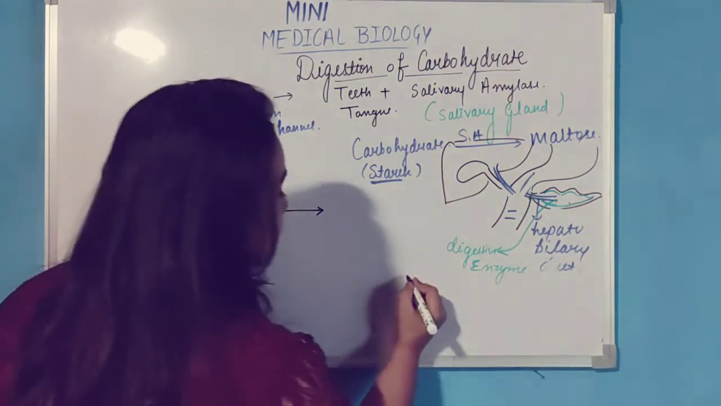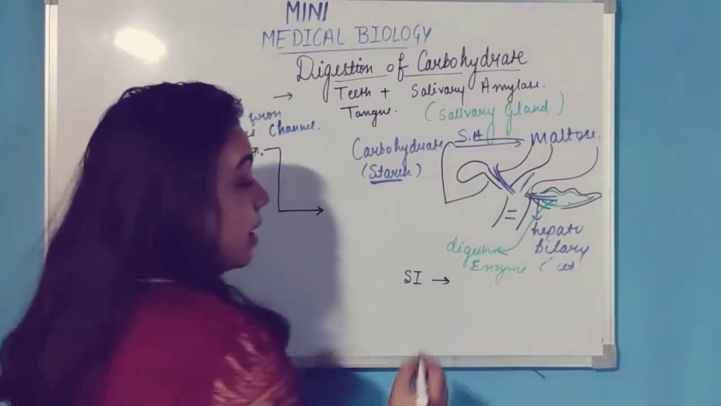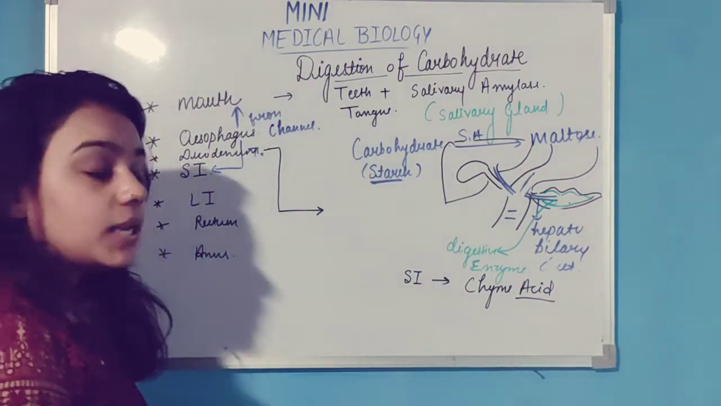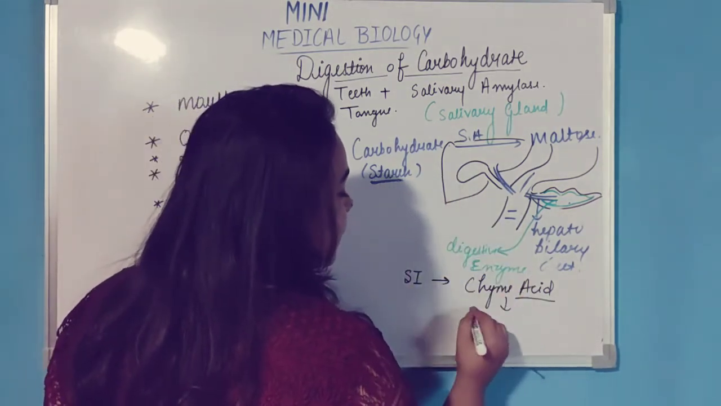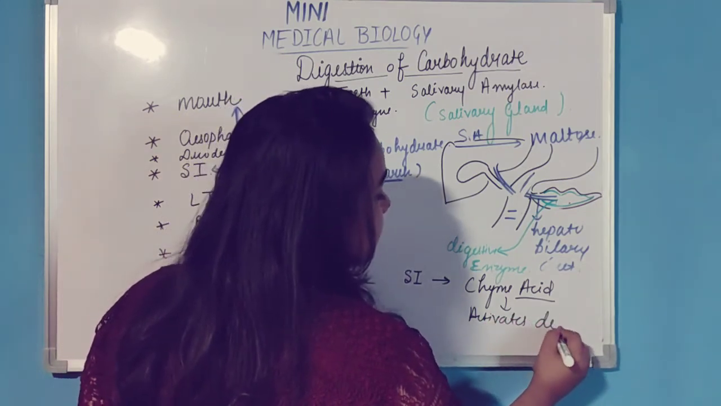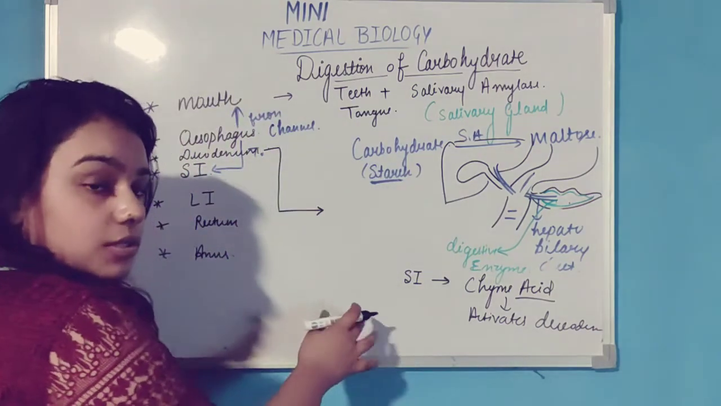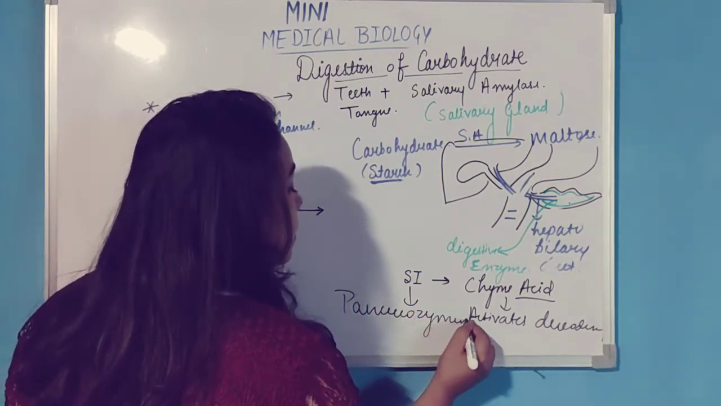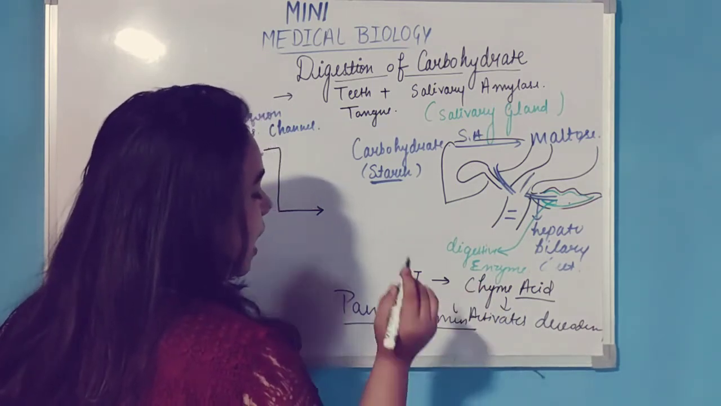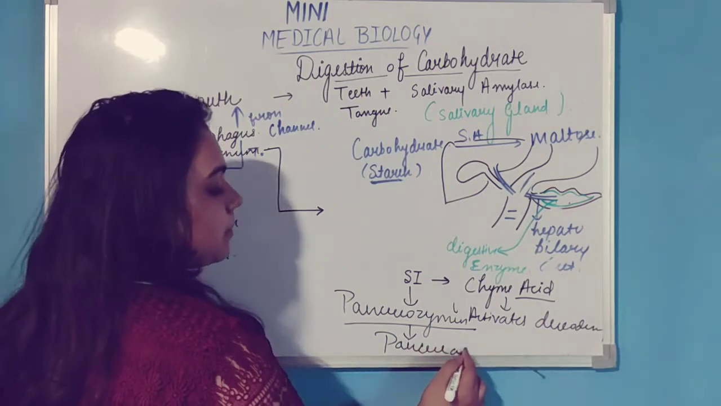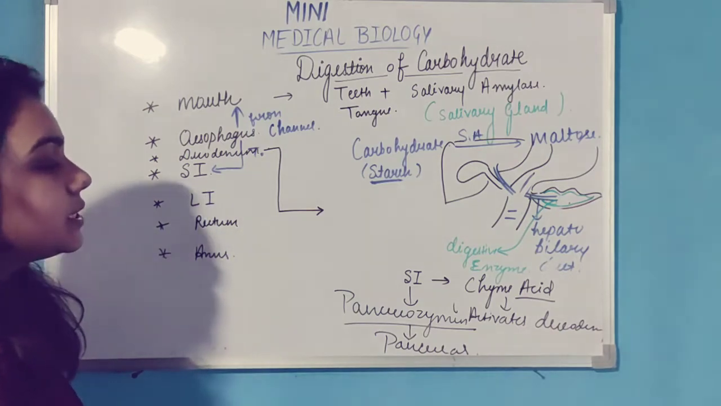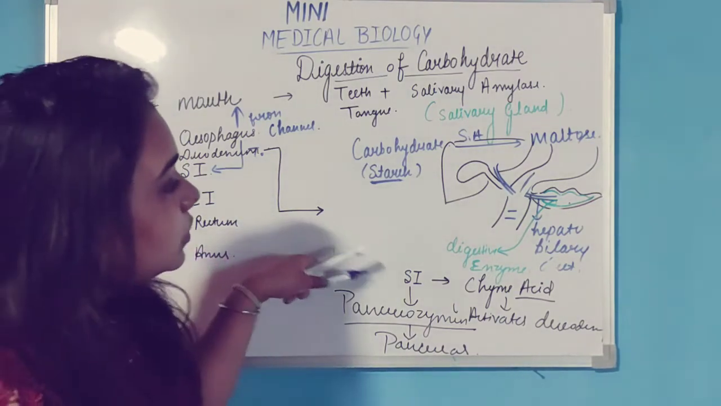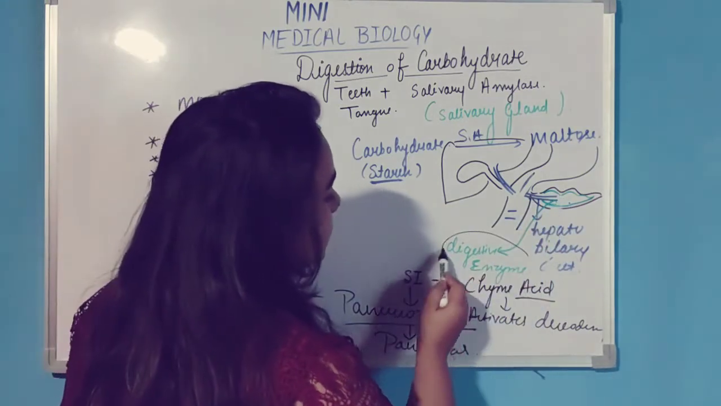From your small intestine. The small intestine releases one enzyme called chyme acid, and that chyme acid will activate the duodenum, and it also releases one enzyme called pancreozymin. And obviously this pancreozymin will activate the pancreas. Okay. So once the small intestine releases the chyme acid, it will activate the duodenum, and pancreozymin will activate the pancreas. Then only the pancreas will be able to secrete the digestive enzyme.